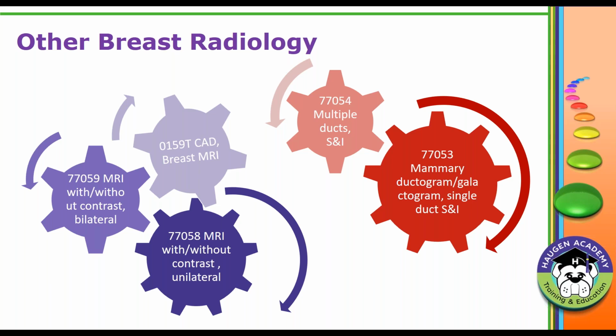For the MRI, there's two MRI codes, unilateral or bilateral, and those are with or without contrast. And then there's also a code for that computer-aided detection with the breast MRI, and that's a Category 3 code, 0159T. And that's just used to evaluate lesions in the breast at a very specific level. And it's performed secondary to that primary MRI procedure. So those are the radiology procedures.